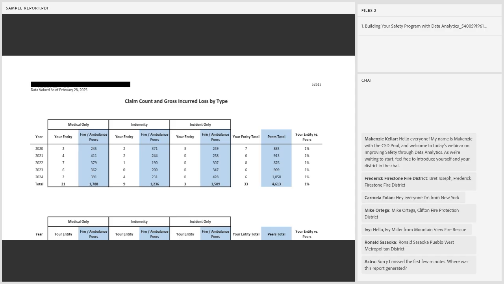Here on the last three columns, you will also see the member's total claim counts and losses by year compared to the other fire districts. So for this member, they represent 3% of the total losses among all fire districts in 2024.